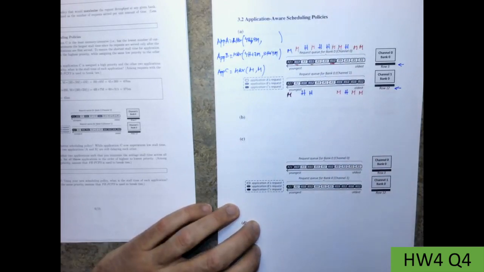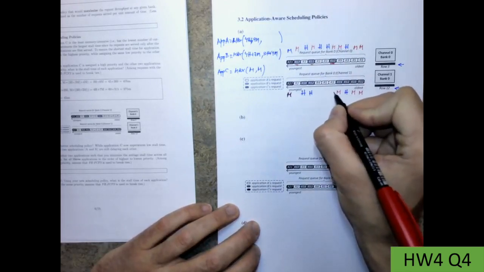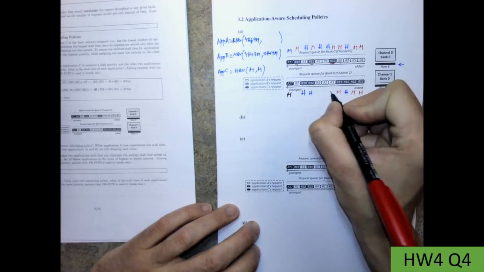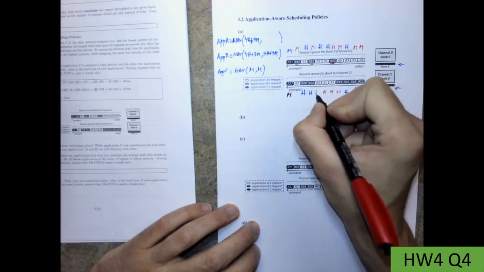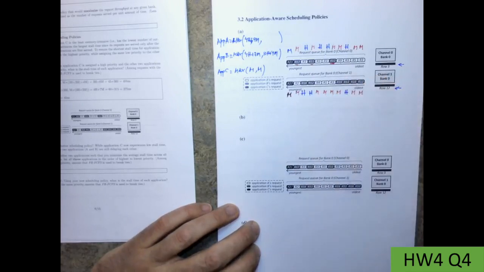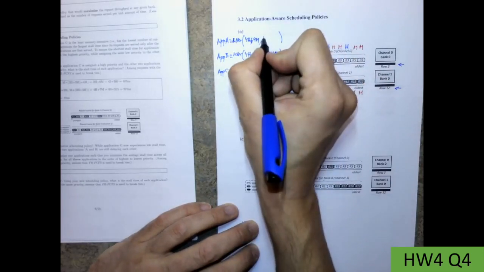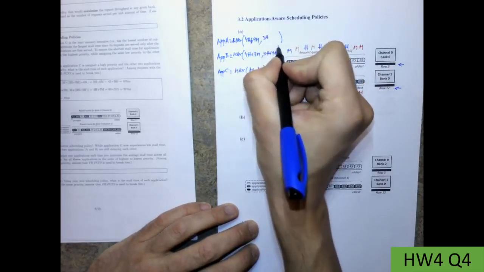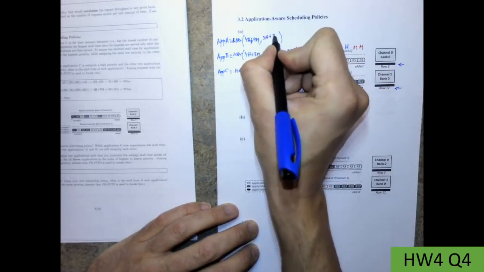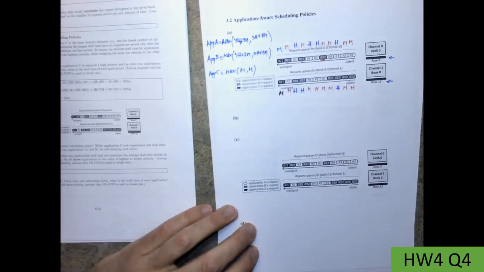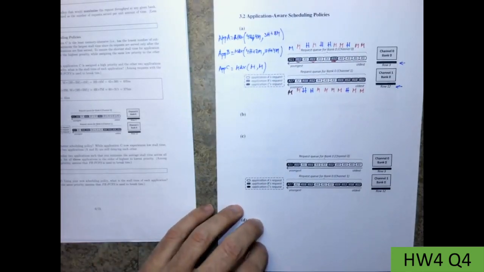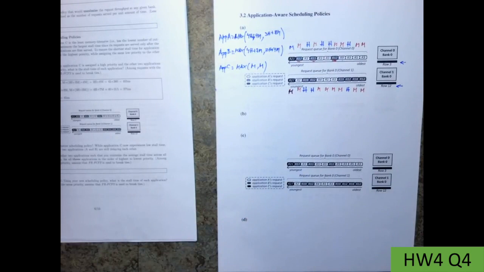And we will finish with the requests from application A. This is a miss. All these are misses. So for application A, we have to wait for 3 hits plus 8 misses. Is that clear? Any questions?